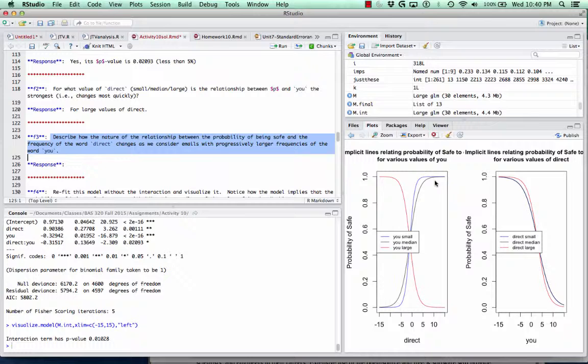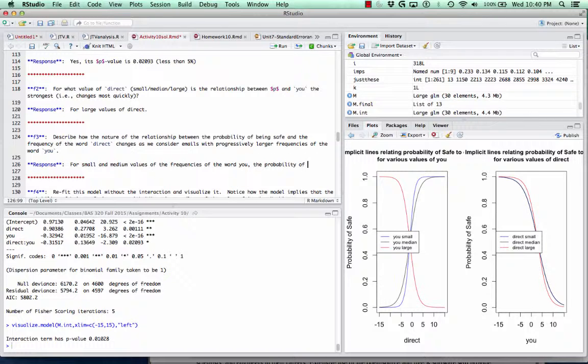a medium value. But the whole nature of that relationship actually changes when the frequency of the word you is very large. We actually see that there's a negative relationship now, and in fact, emails with larger values of the frequency of the word direct have a smaller probability of being safe. So the whole nature of this relationship seems to be changing depending on what the frequency of the word you is.